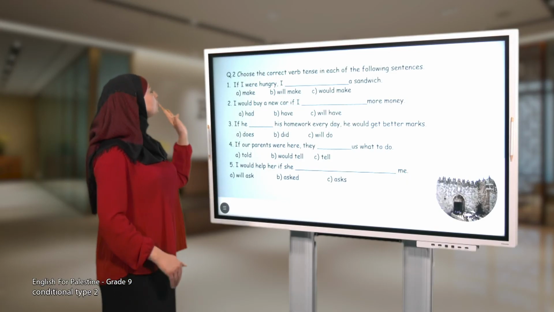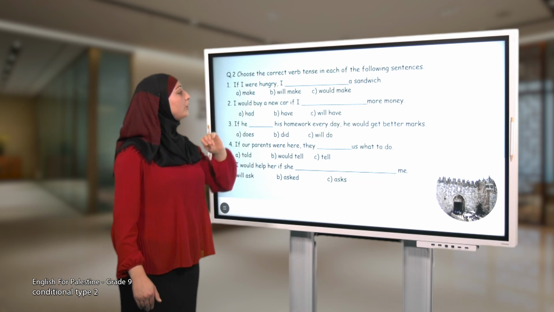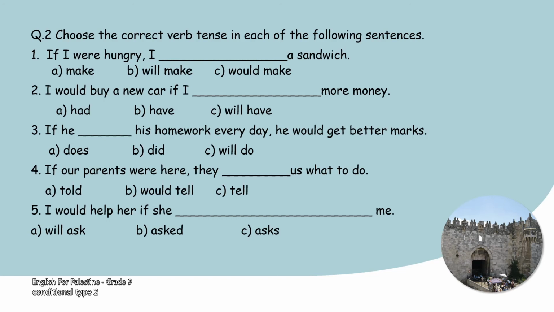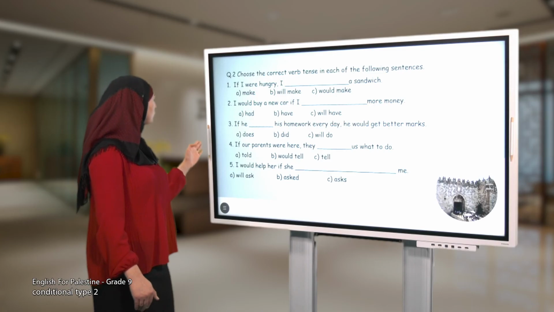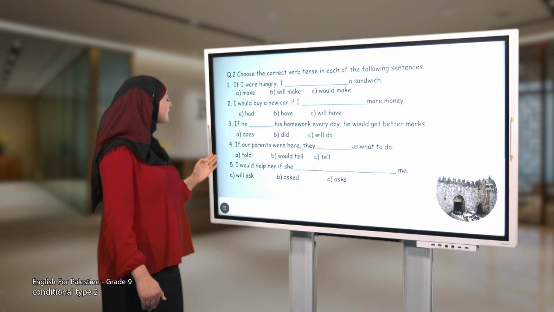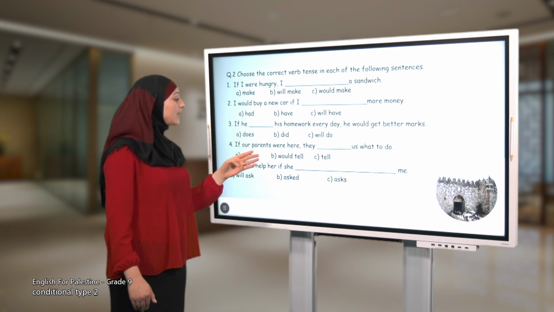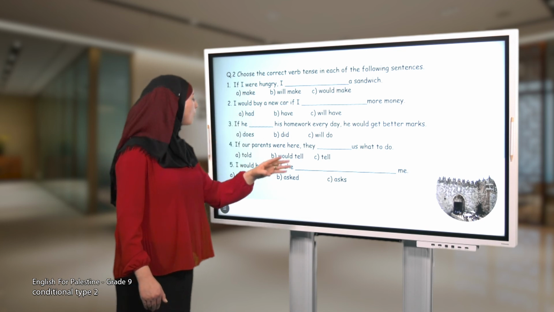Number 2, choose the correct verb tense in each of the following sentences. Number 1, if I were hungry, I make, will make, or would make a sandwich. Number 2, I would buy a new car if I had, or have, or will have more money. Number 3, if he does, did, or will do his homework every day, he would get better marks.